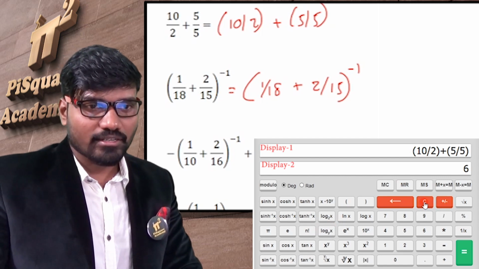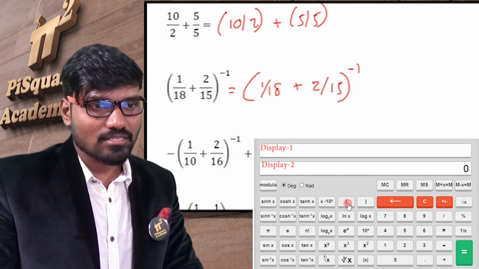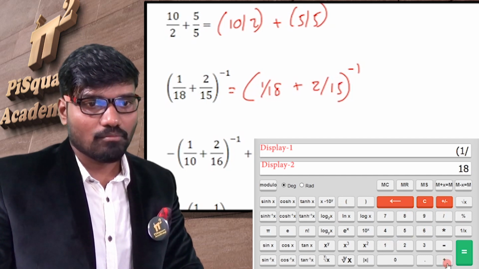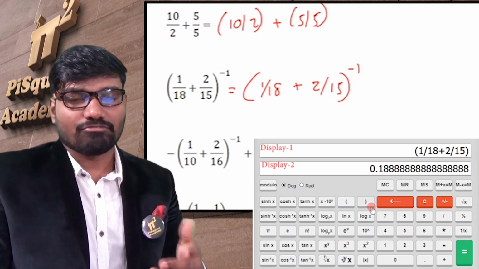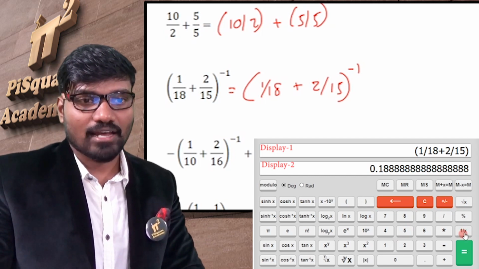Okay, so first clear it. Then enter the data. These are the data. Open parenthesis, 1 by 18, plus 2 by 15. Now I need to go for the inverse operation. First we need to locate the inverse. Yeah, here we have the inverse.